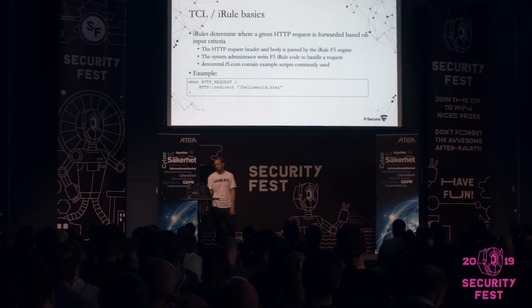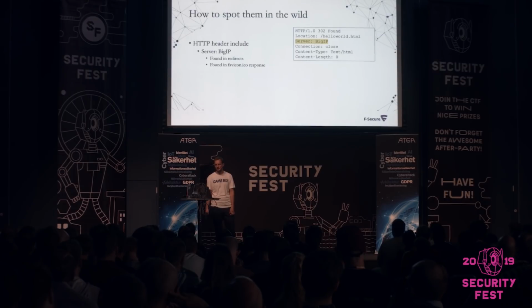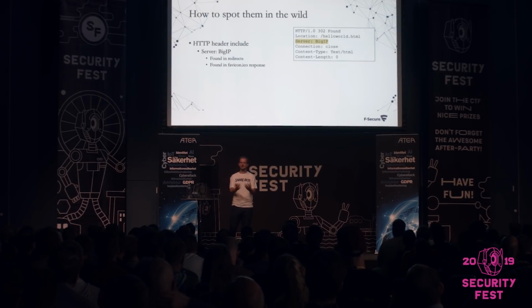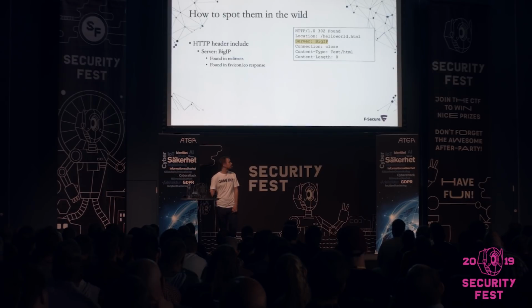So now you know something about what this language is and where it applies. To find these devices in the wild, you're probably looking for a server header like this one, where it says Server: BigIP. And this is something that you won't see on every request. So if you try to catch the index.html page of a given website, it's not going to give you this server header.